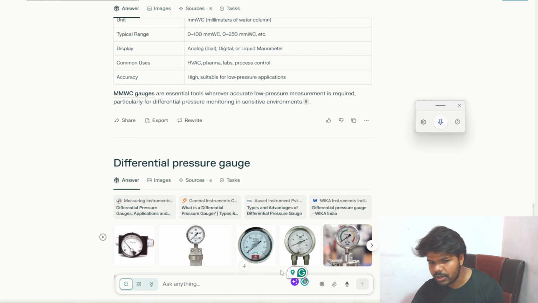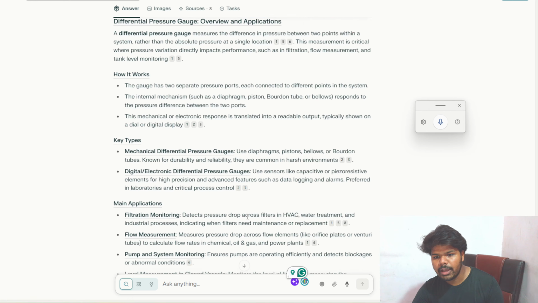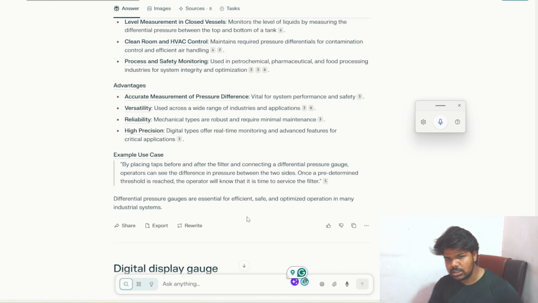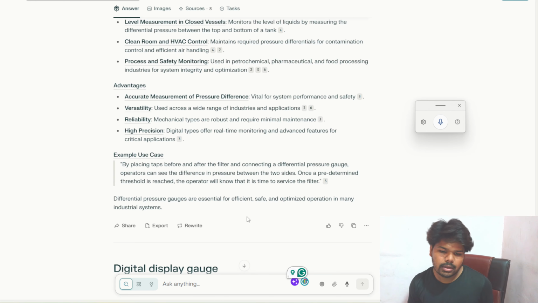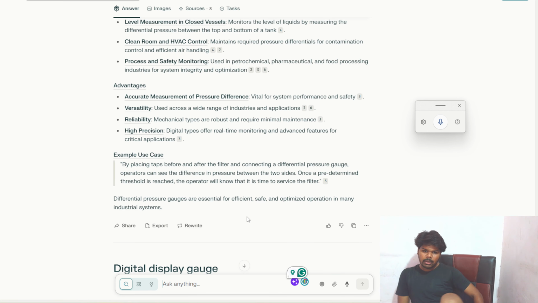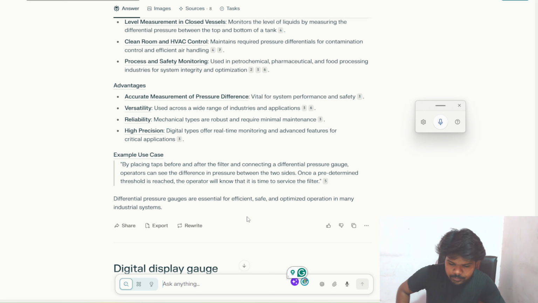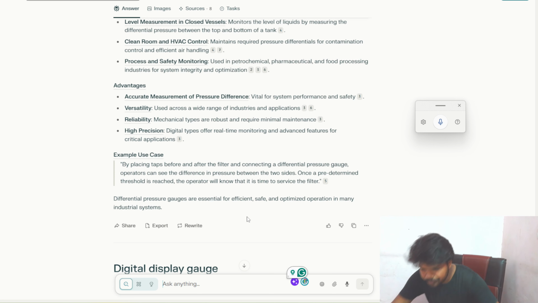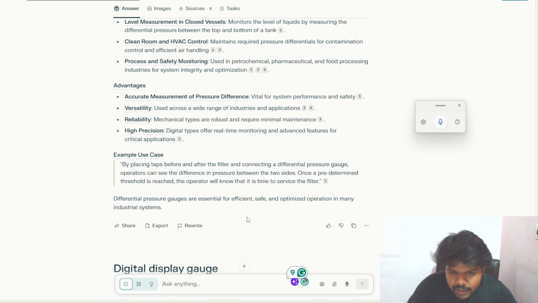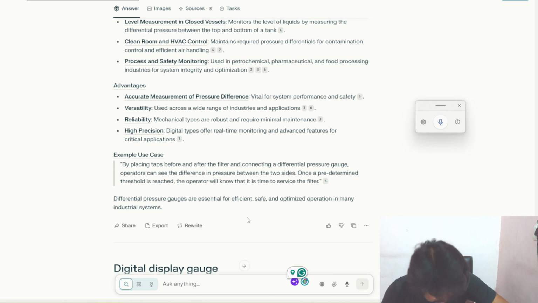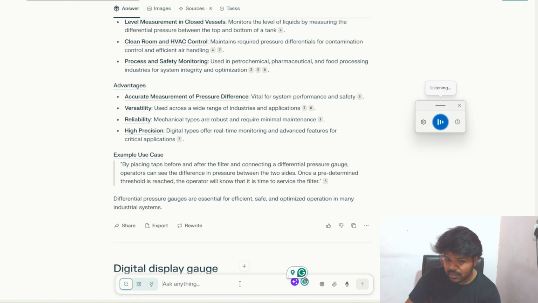Every time we have to recognize the pressure inside the system, inside the machine. Pressure is very important, and the second one is temperature. So we can see the types of pressure gauges.